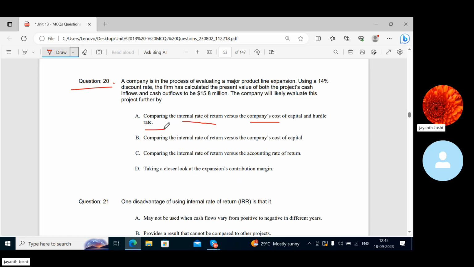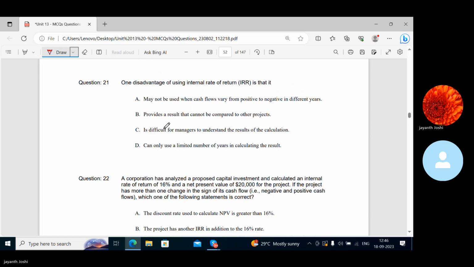Because IRR is like the discount rate at which NPV is equal to 0, right? Yes, sir. And that only becomes the discount rate, right? And whether the project with a certain IRR is acceptable, you have to compare this return with the hurdle rate or the current cost of capital, more or less. Yesterday only we discussed that concept, right? Yes.